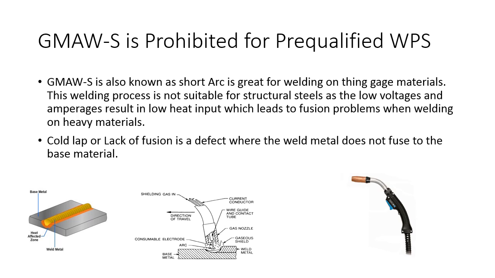You can have incomplete fusion, lack of fusion. I've seen people run short arc gas metal arc welding test coupons, and it's the most beautiful test coupon you've ever seen. And you go and put it in the bend tester, and it'll crack right along the fusion line. I mean, it is a straight line. It is amazing. It just snaps.